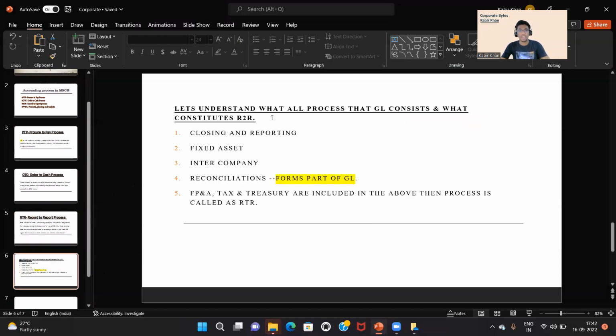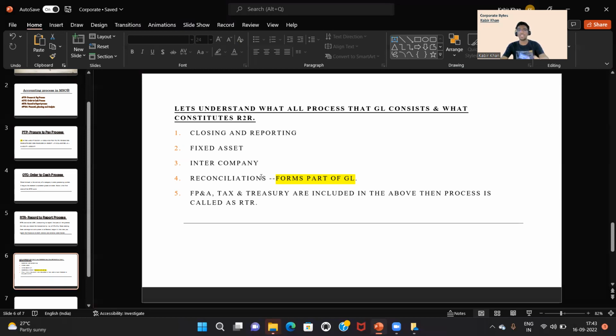Let's understand what the GL process consists of and what constitutes the R2R. I have seen most of the time people get confused about the general ledger process and the record to report process. But there is a difference between the general ledger process, the GL process, and the record to report process. First, we have closing and reporting, where at month end we close our books. Second is the fixed asset, and we have the fixed asset team separately, and we have the intercompany, and we have the reconciliations.